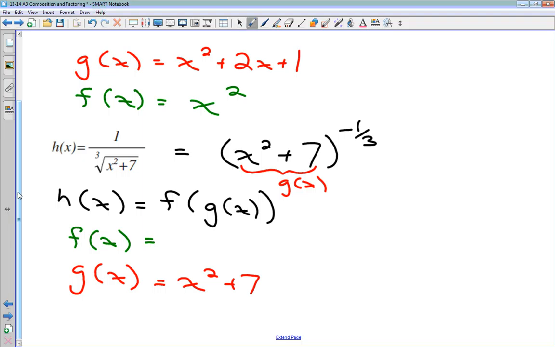What then is this function that g at x has been subbed into, our outer function f at x? Well, it's the part that's left over. It's going to be x to the negative 1/3. And that is composition of functions and the opposite of composition of functions.